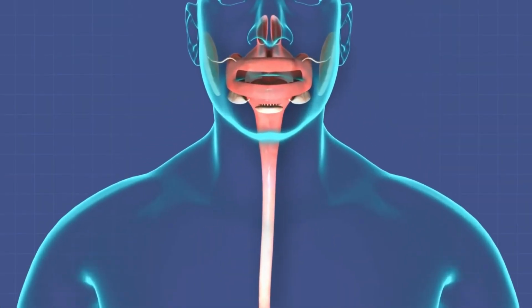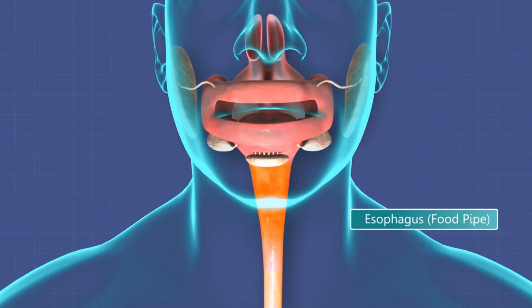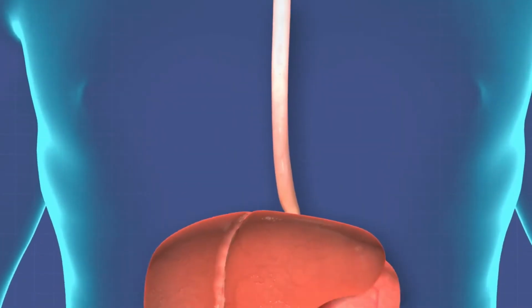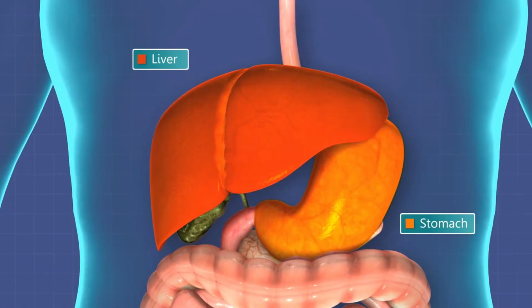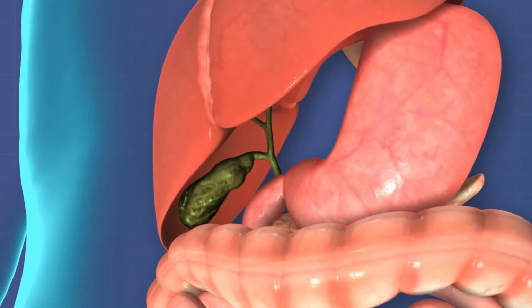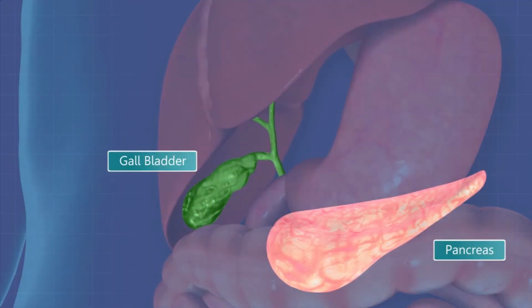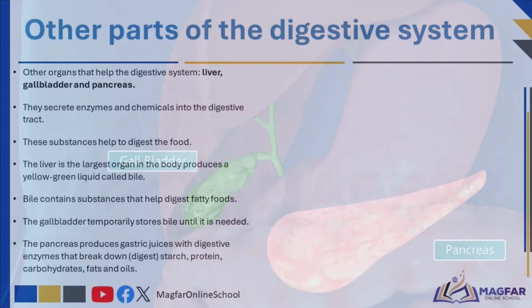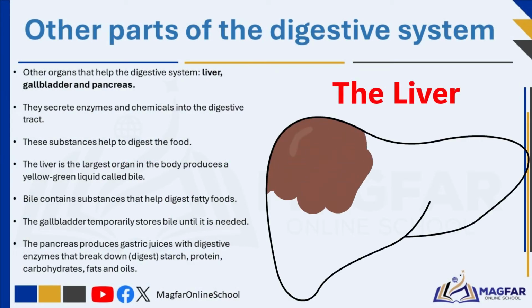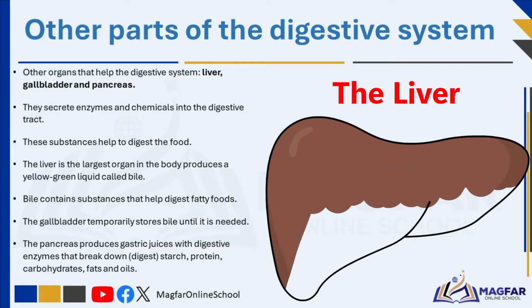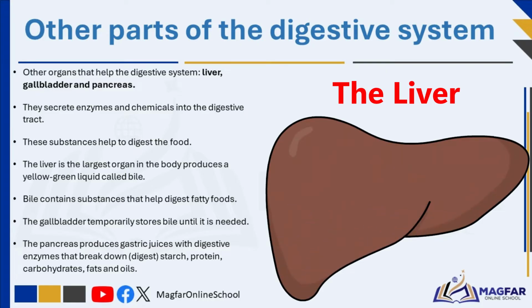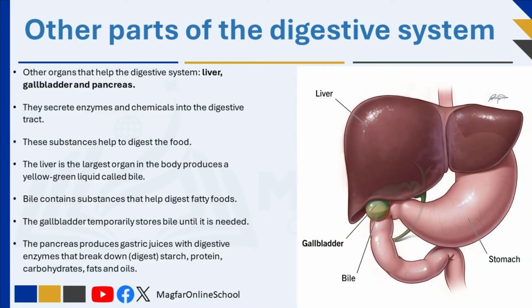Several accessory organs play a crucial role in ensuring the digestive system functions efficiently. These include the liver, gallbladder, and pancreas. Although food does not pass through these organs, they produce and secrete special fluids that contain enzymes and chemicals to aid digestion. The liver is the largest organ in the body and has many vital functions, including its important role in digestion. It produces a yellow-green liquid called bile, which is essential for the digestion of fats.